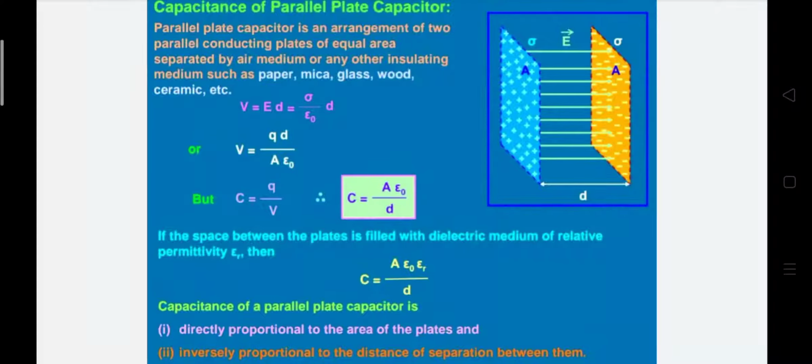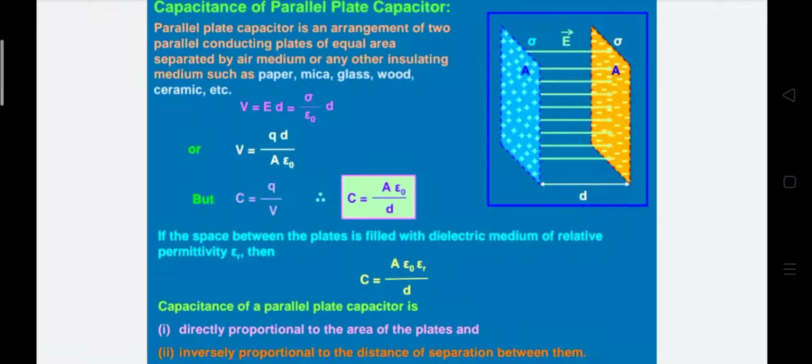So we have an arrangement here, two plates that are placed at a distance d apart. Each plate has a surface charge density sigma, that is equal to Q upon A. Plate A has a charge density sigma. Sigma is the surface charge density.